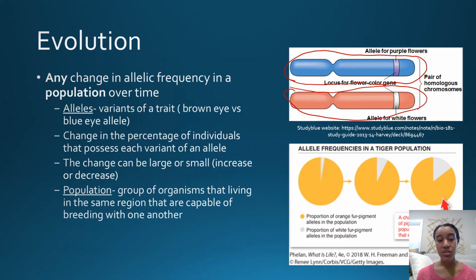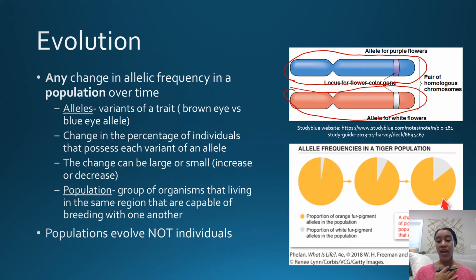I've mentioned the word population several times already, but I probably should have defined it first. A population is a group of organisms living in a specific region, within the same region, that are capable of breeding with one another. So they're all the same species of an organism living within a particular region. Populations evolve, not individuals. A common misconception is, oh, I have a mutation in my gene, I have evolved. No, individuals do not evolve.